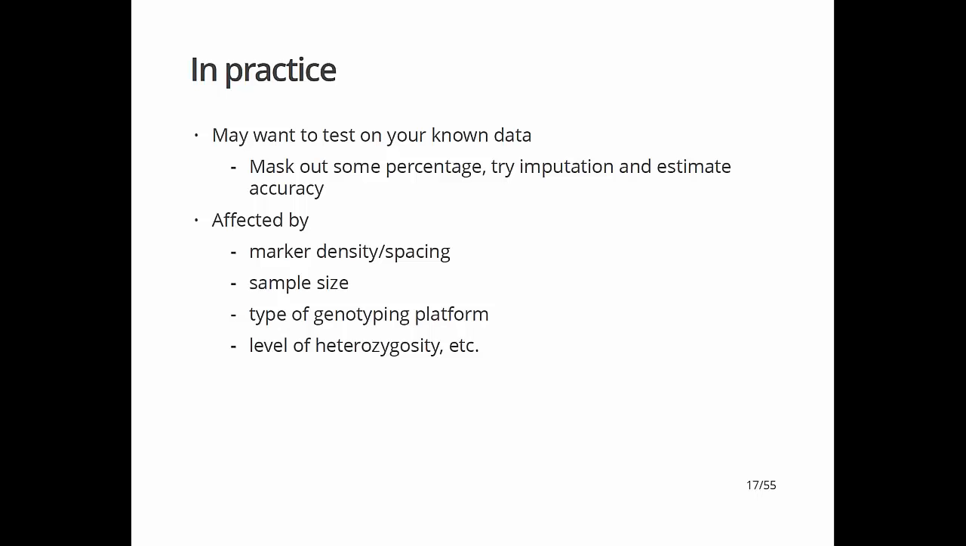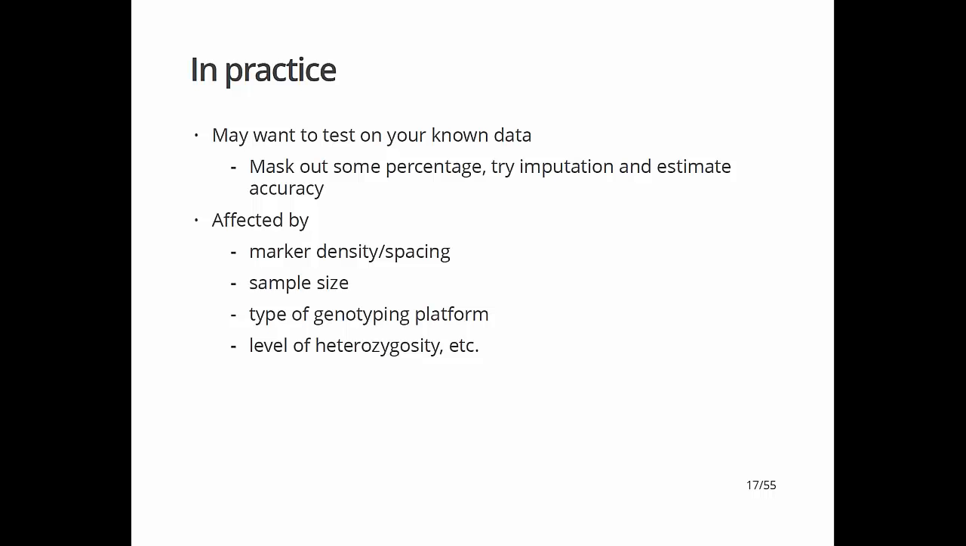In practice, I would say rather than just running the imputation on your data and then using that straight away, you probably want to test it and see how much your actual marker spacing and your sample size is going to affect it. So one way to do that is to mask out some percentage of your data, set it to missing even though you know what the values are, try the imputation and see how well you're recovering what's missing.